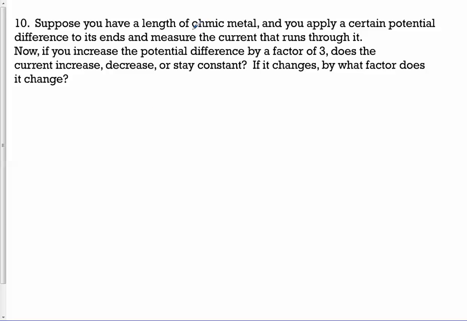Okay, so we're told that it's an ohmic metal. What that means is that its resistance is constant, and we can use Ohm's law, delta V equals IR, and R will be constant, so that's not changing on us. And so if we multiply the potential difference by a factor of 3, to make the two sides of this equation balance, we would have to multiply the current by a factor of 3. So the current will increase by a factor of 3.